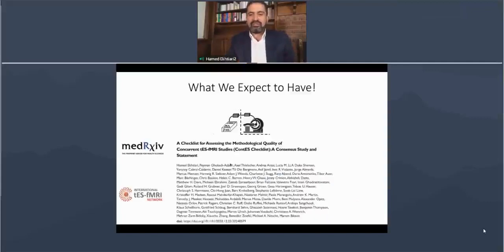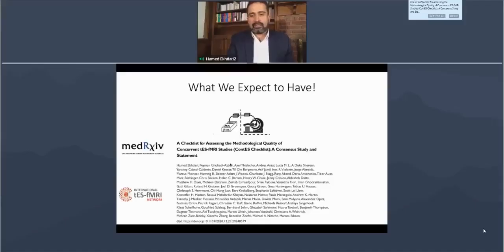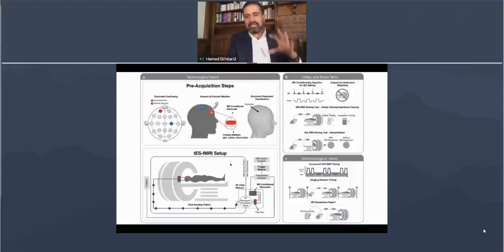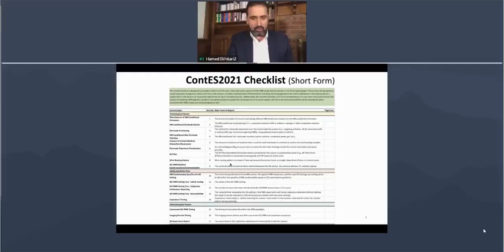Within the International Network of tES-fMRI, or INTF, that you are already in through this webinar, we made a consensus paper about the methodological details that people should consider when they do concurrent tES-fMRI. This checklist is right now under review in Nature Protocols, so we are hopeful to have it out as well, but you can find the checklist in medRxiv. We divided the technical challenges and minor details that people need to consider into three main categories. There is also a methodological checklist that people can use when they want to design a concurrent tES-fMRI study, to get to the fine-tuned optimization of what they want to do.